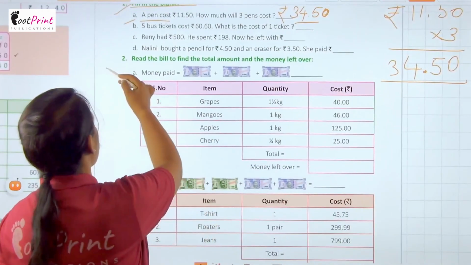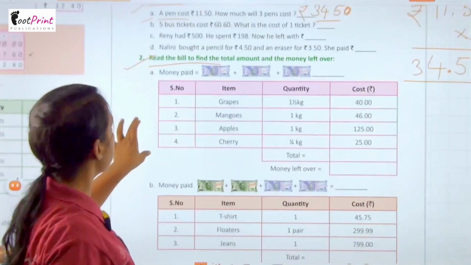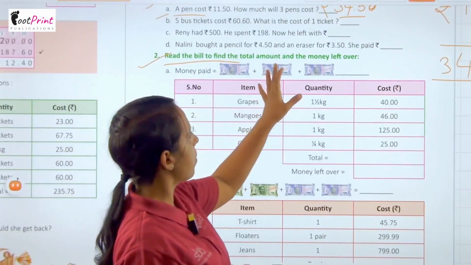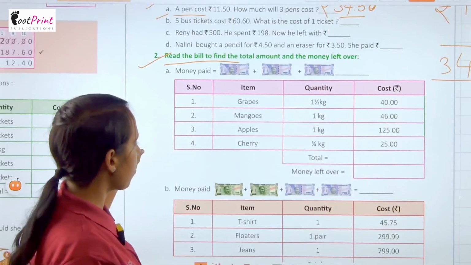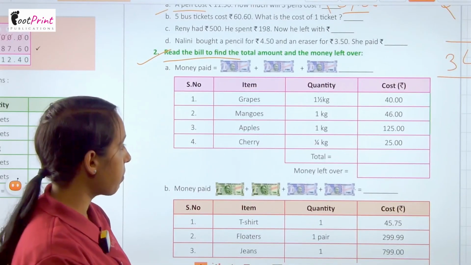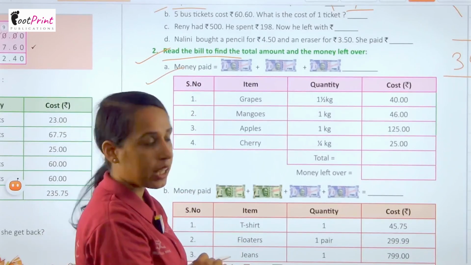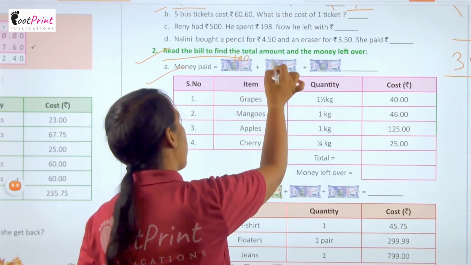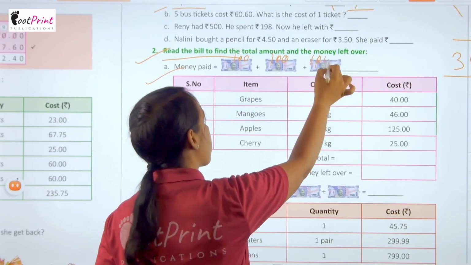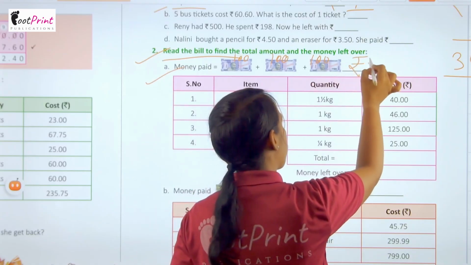Now we have question number 2. Read the bill to find the total amount and the money left over. So we have to find the total amount, and after that how much money is left. So money paid, how much total money has been paid? 100 rupees, 100 rupees and 100. So that will be 300 rupees.